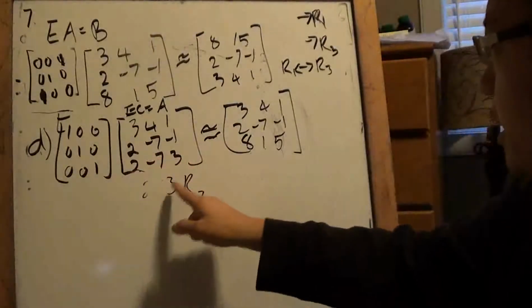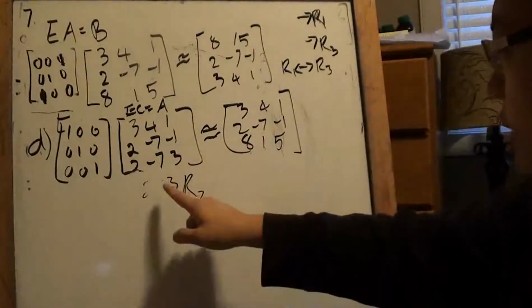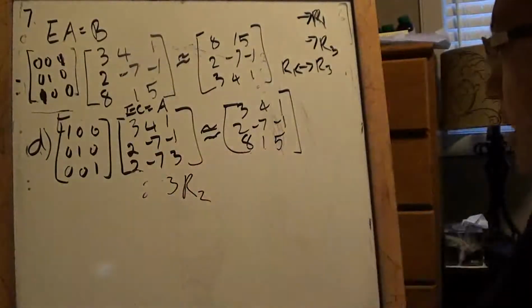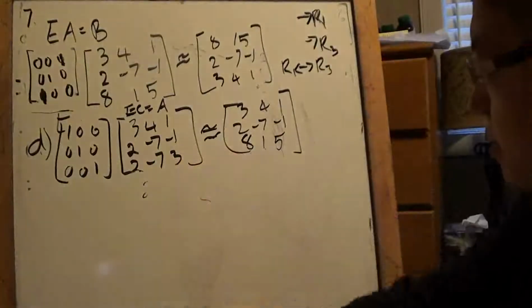That way, 2 times 3 is 6, plus 2 is 8. So let's see if that works. 3 times -7 is -21. No, you're right, I'm not going to get 1. So that's not going to happen.